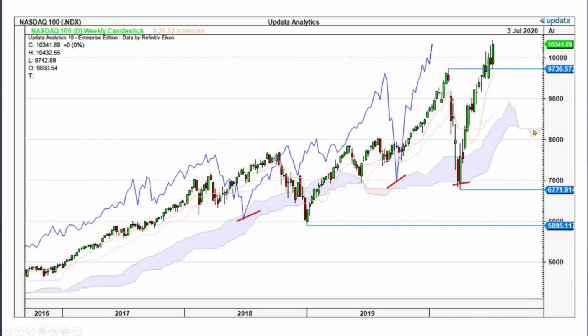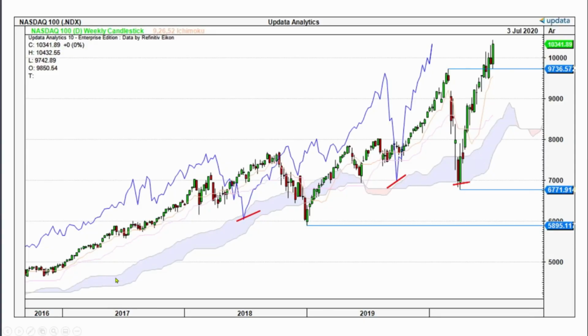I can just look forward on the cloud, and this is towards the end of the year. And I can say now that provided the NASDAQ stays, let's say 8,000, but I could say 8,300. If the NASDAQ stays above 8,300 at the end of this year, we are still in bullish mode. So you get to see where your resistance and support areas are into the future. So it's a really powerful aspect of Ichimoku as well.